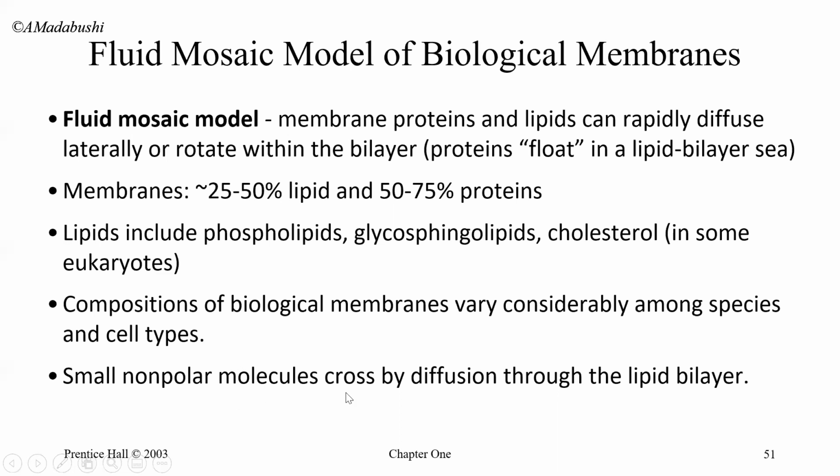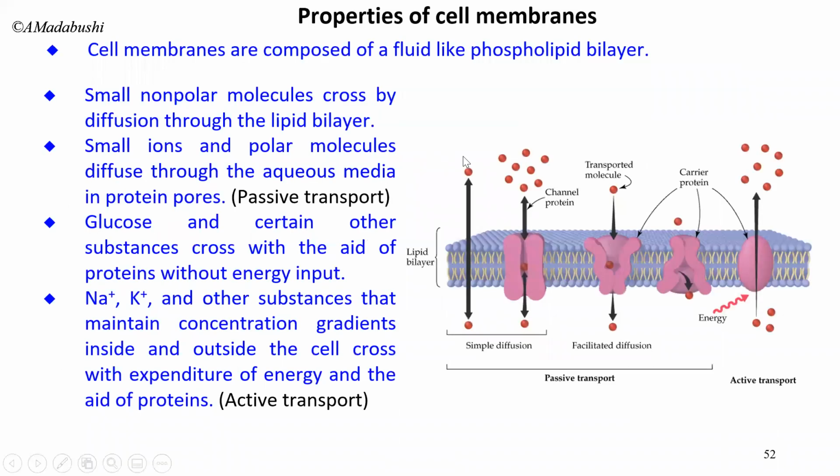Small non-polar molecules can cross by diffusion, but not everything can just cross like that. There has to be a reason. There has to be a gradient, an active or a passive transportation. So just thinking about how all of this ties together in membranes, cell membranes are composed of a fluid-like phospholipid bilayer. And this is what is shown here.